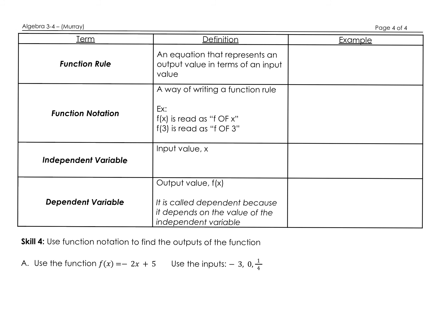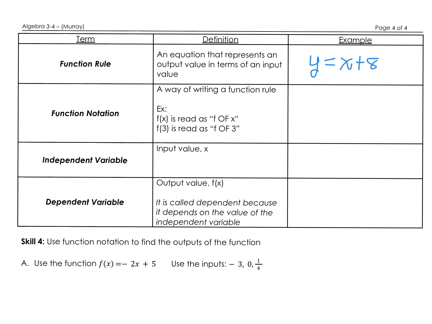Okay, on this last page, we're going to talk about what is a function rule, what's function notation, and independent and dependent variables. And so, for a function rule, it's just an equation that represents an output value in terms of an input value. In other words, if our input value is x, it's an equation that's in terms of x. So an example of that might be y equals x plus 8.